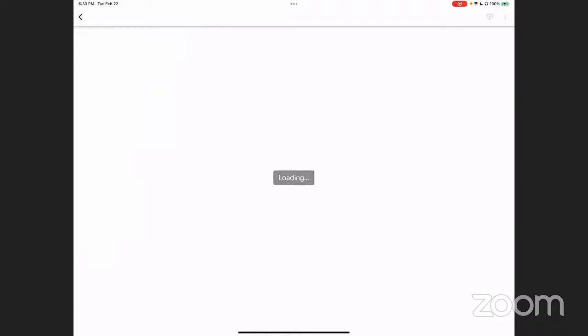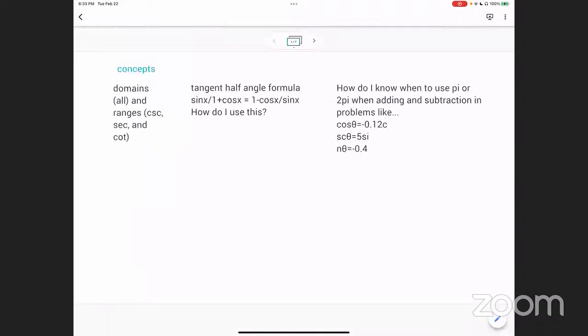Okay. You don't know the domains or the ranges? For the domains, I don't know it for any of them. And then the range is just for cosecant, secant, and cotangent. Okay. I kind of think I know what you're talking about, but let me just see if I've got it right. So you're asking about the domains of the inverse trig functions, right? Yeah. Okay.